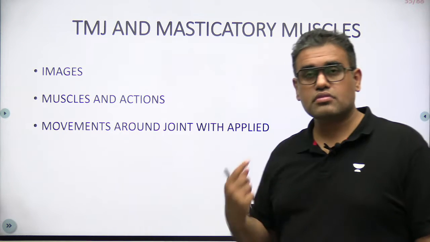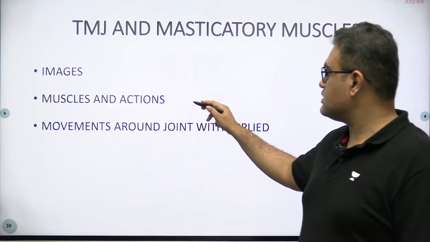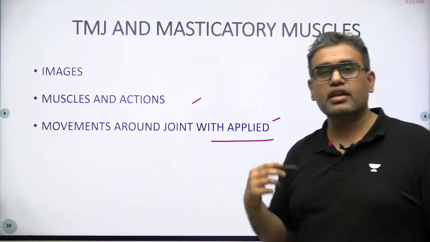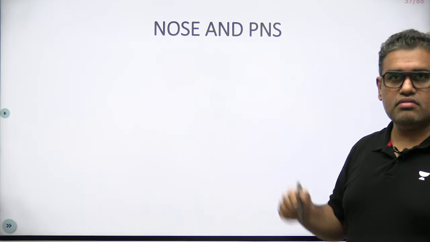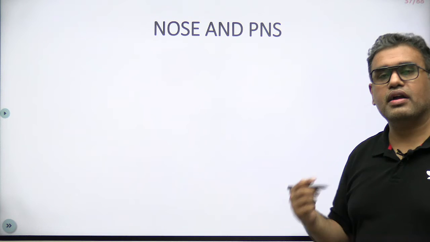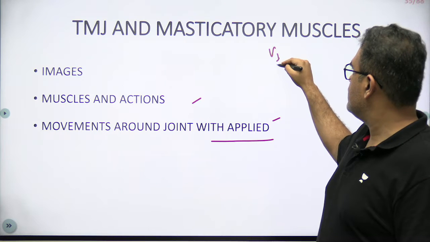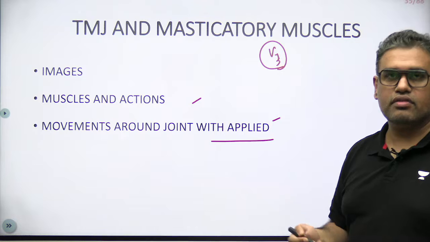Next we come to the TMJ and the muscles of mastication. Again, images, muscles, actions. Again, a lot of applied part over here. You should know the type of joint. All the muscles over here. This is the TMJ over here, and you should know the muscles, their actions, because the applied part is much over there. And all these masticatory muscles are supplied by the V3 nerve. And as previously discussed, the V3 was an important cranial nerve, right?